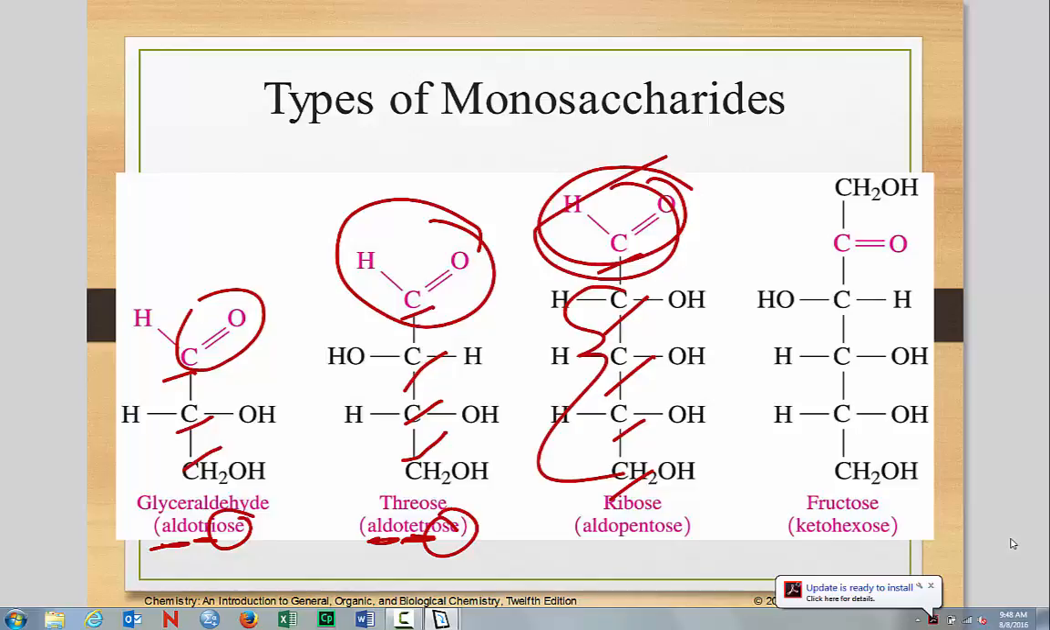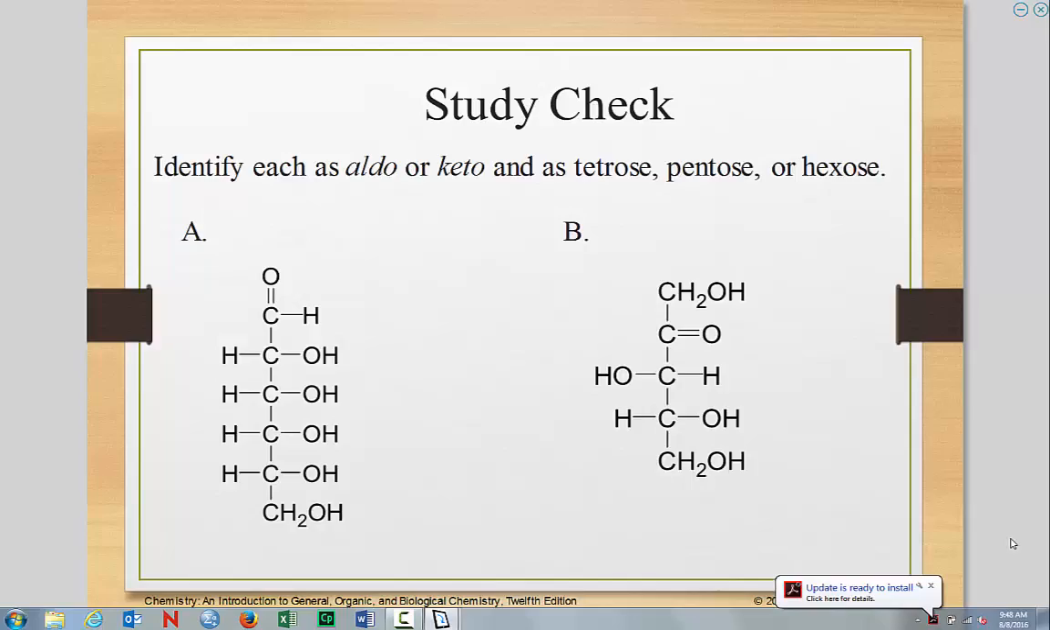This is a ketone now because it's not on the top, it's in the middle. So it's keto rather than aldo. 1, 2, 3, 4, 5, 6. That's hex. So ketohexose. Alright, so let's look at this one. The carbonyl group is at the very top, so that means it's going to be aldo. 1, 2, 3, 4, 5, 6. That's 6 carbons, so that's hex, ending with ose for sugar.